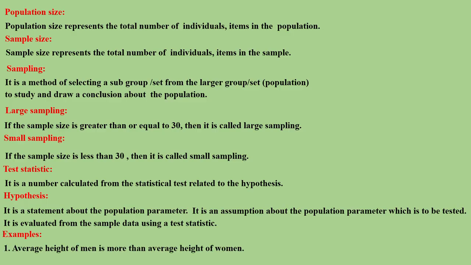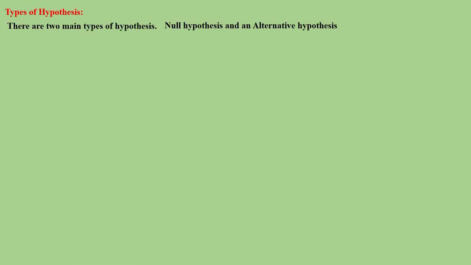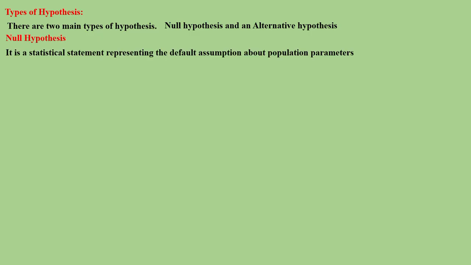Example: the average height of men is more than the average height of women. This is a statement. Night sleep affects academic performance. Like these statements. There are two types of hypothesis: one is null, another is alternate hypothesis. The null hypothesis is a statistical statement representing the default assumption of the population parameter. So here we are assuming that this is number one.